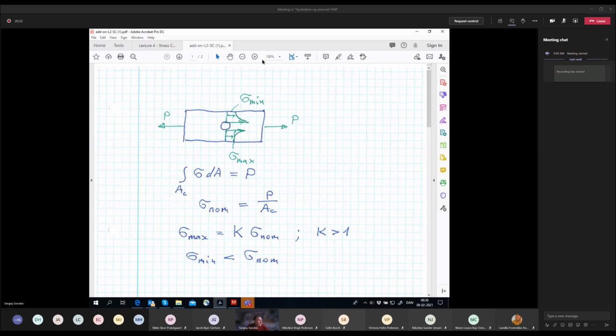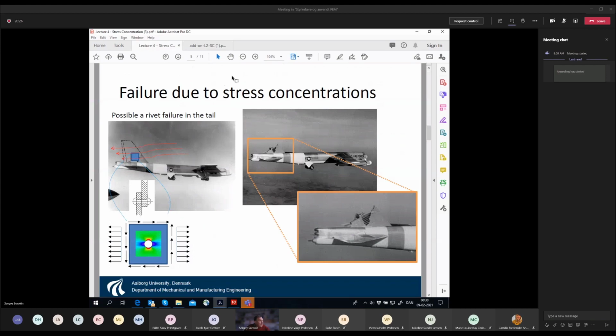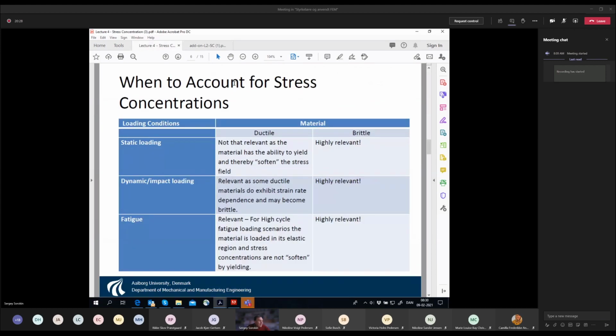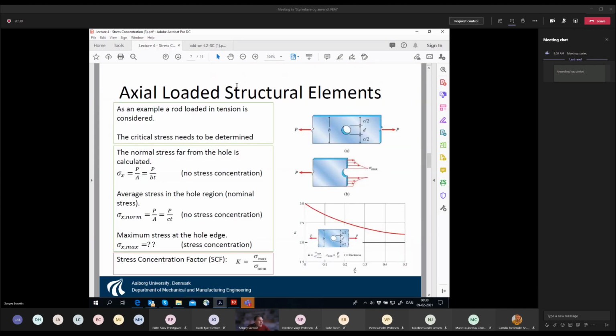No. Good. So then we go back to the slides. And then we have more or less the same picture, from this book of mechanics of materials. So it's more or less the same story, but a bit nicer in 3D.